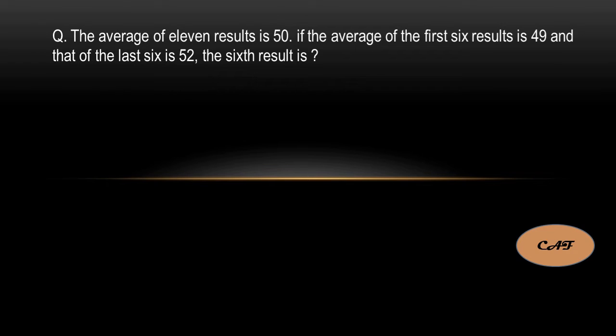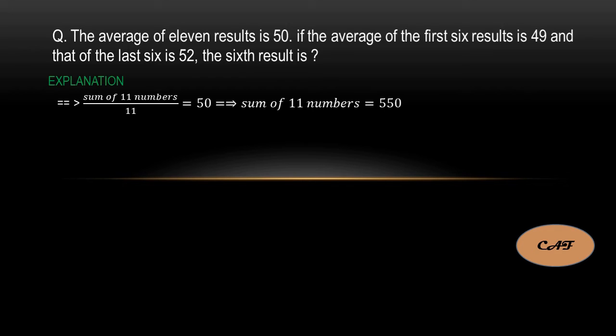Next question. The average of 11 results is 50. If the average of the first 6 results is 49 and that of the last 6 is 52, what is the sixth result? First of all I am taking the data. Sum of 11 numbers divided by 11 is equal to 50 they gave. From that you will get the sum of 11 numbers is equal to 550.